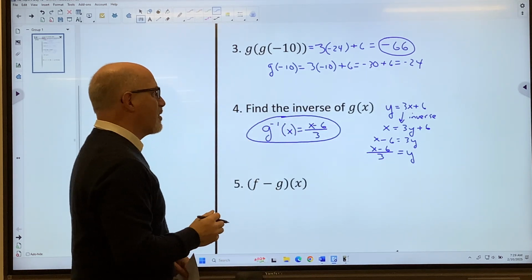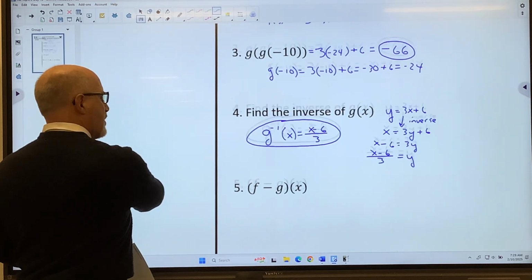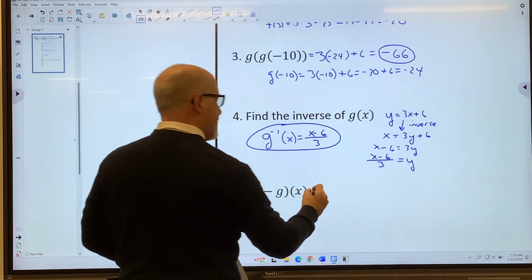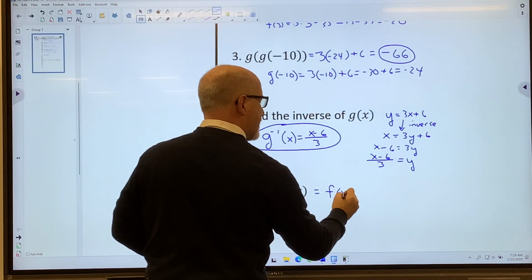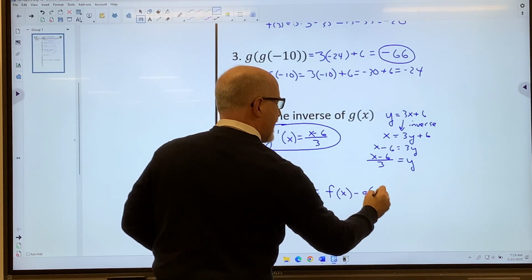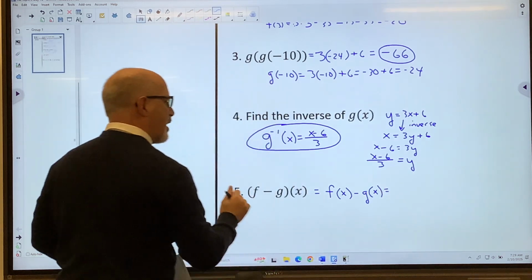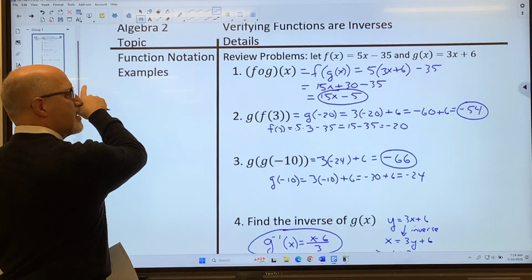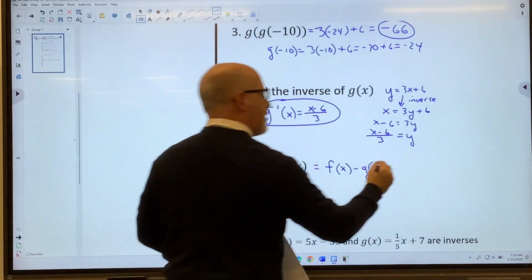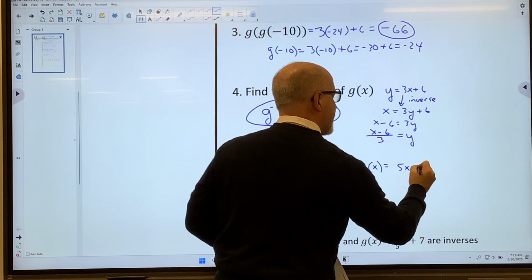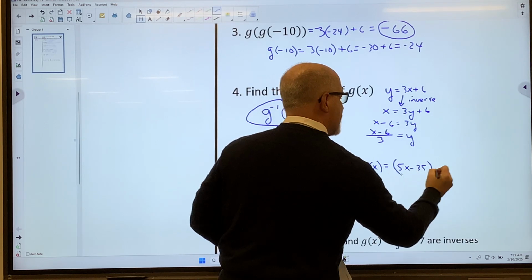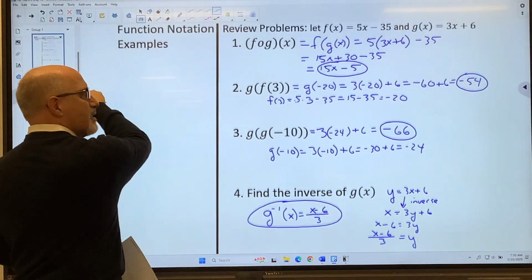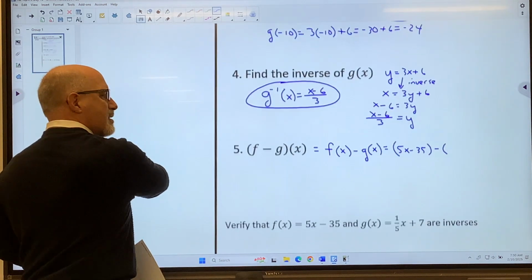All right, and lastly on this type of problem, we want to do f minus g. So I'm going to take my f of x function. This is the same thing as just doing f of x minus g of x. And the warning on this is to make sure that we distribute through the negative on the second one. So f of x is equal to 5x minus 35. I'll put it in parentheses just so that I make sure I distribute on the second one through the parentheses. And then g of x is 3x plus 6.